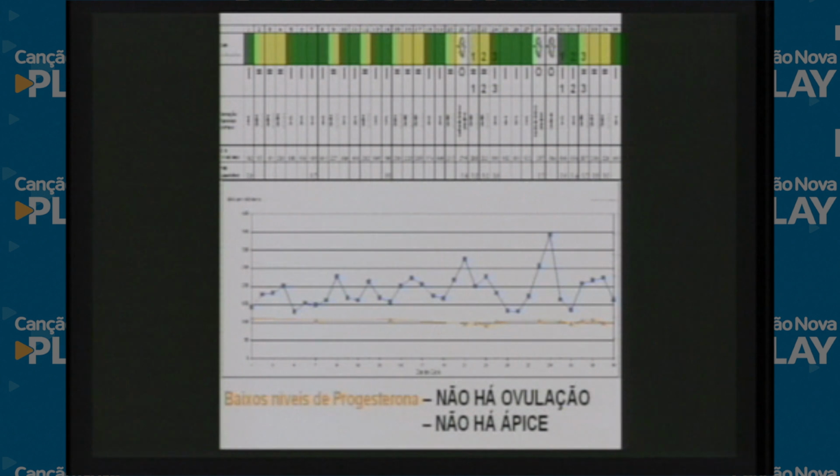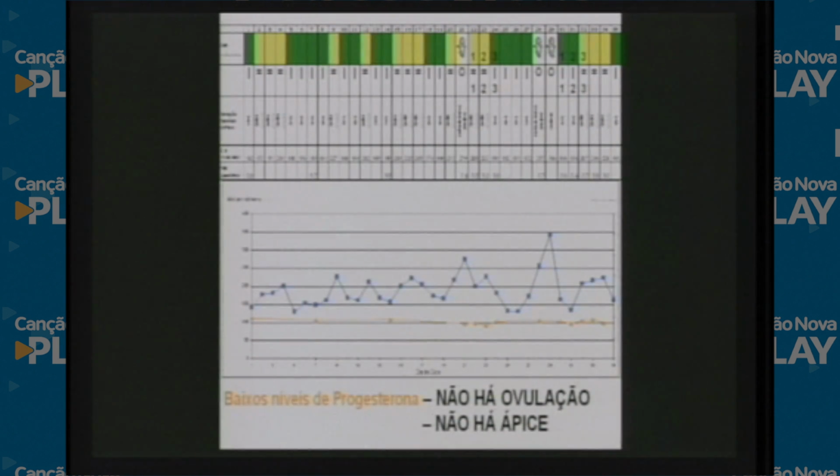Let's have a look at progesterone. The progesterone level is low, proof that there is no ovulation and no peak. Okay, I think we've probably done the review of the science and thinking about patterns.